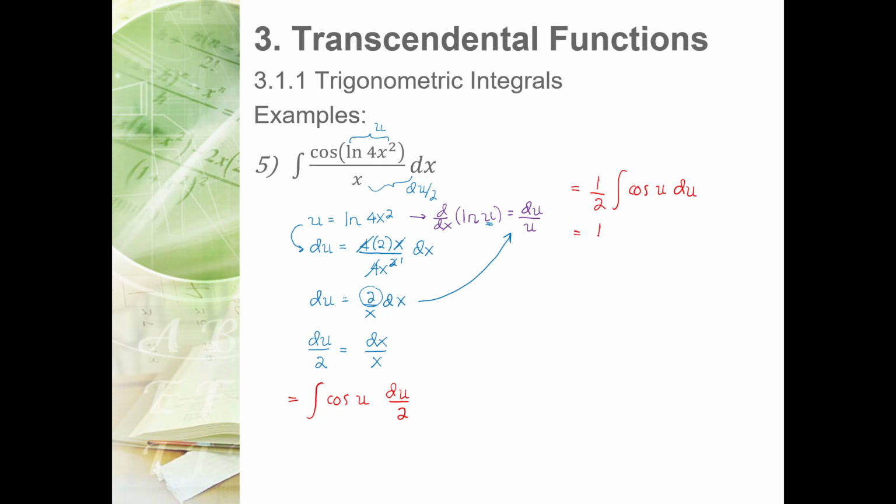So we have 1/2 sine u plus c. Don't forget to bring back the value of your u parameter for you to get the full credit. So that's 1/2 sine ln of 4x squared plus c. This one is your final answer.